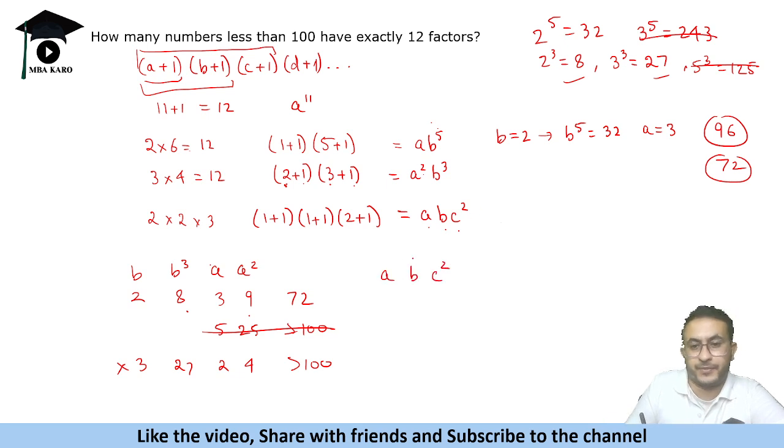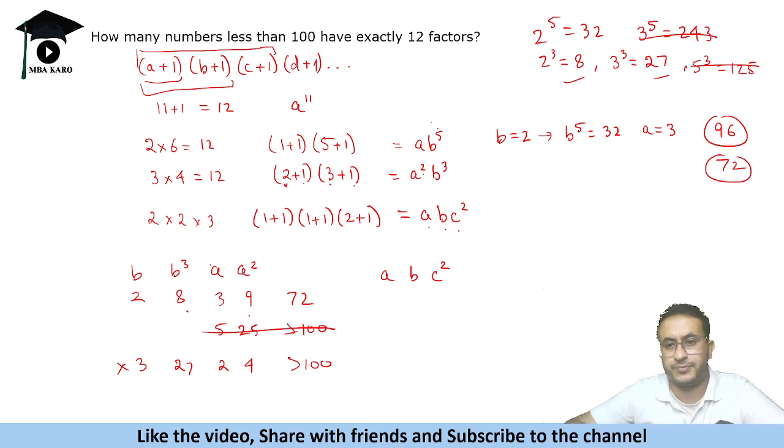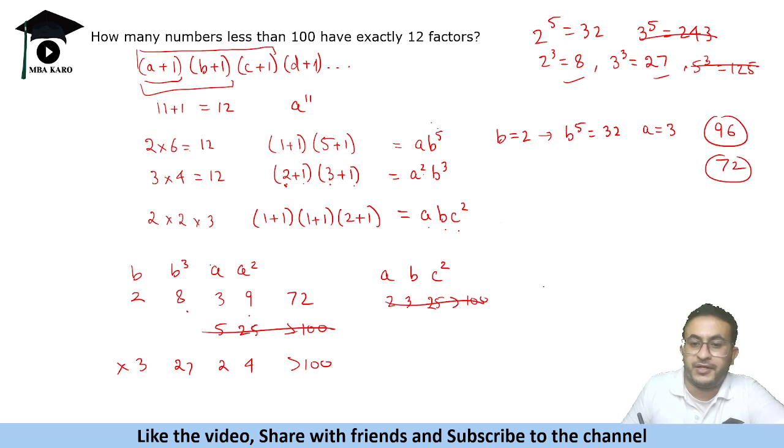Okay. So now c square, we will try to take c small because c square will become large. Now suppose if I take c as 5, c square will be 25. Okay, 2 and 3 will be greater than 100. So even if we take the smallest numbers. Now if I take c as 3, it is 9. We can take 2 and 5. 2 into 5 into 9, 90. Okay, so 90 is one such number.